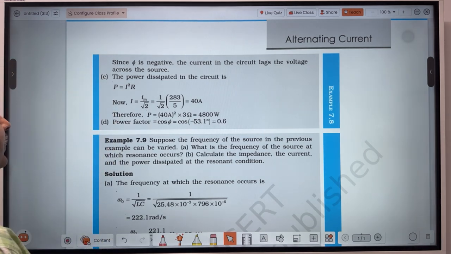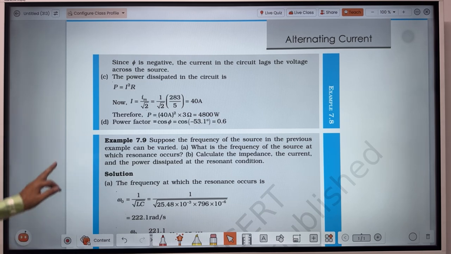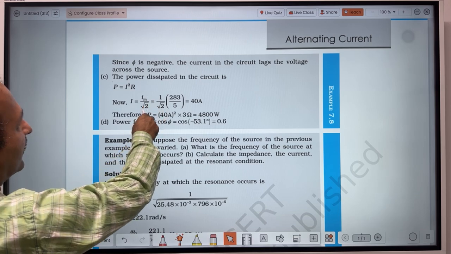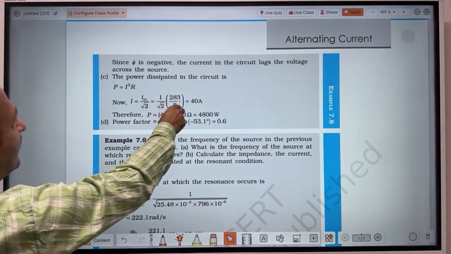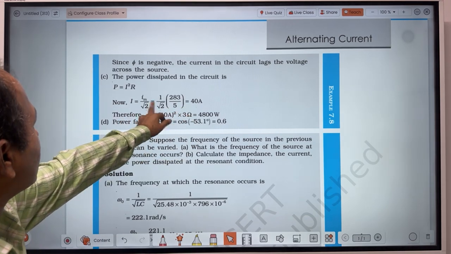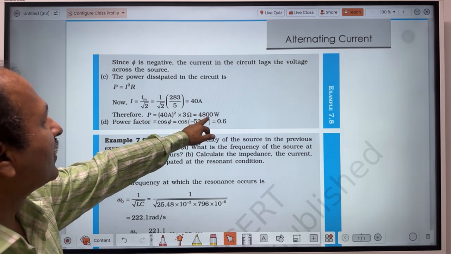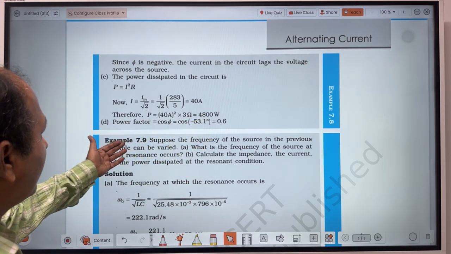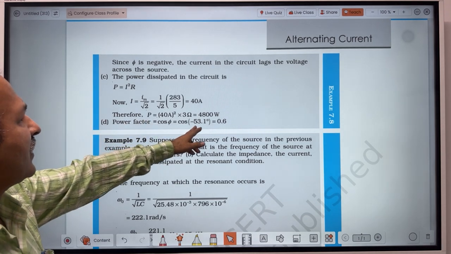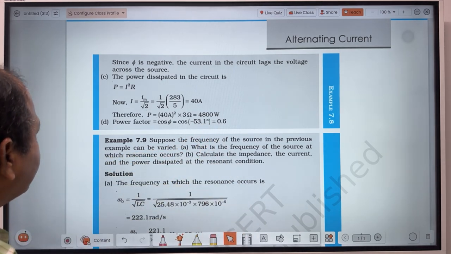Then we have to find out what is the power dissipated. So power dissipated will be I square R because there is no power loss with a capacitor or inductor. So I is Im divided by root 2. So 1 upon root 2 times Im, 283 divided by 5, that is 40 ampere. So we have got the value of I, and then we put here resistance, given as 3 ohm in the question. So power will be equal to 4800 watt. Then we want to find out the power factor. We have already evaluated the degree value. So cos phi, cos of minus 53.1 degree. By using a calculator, we will get this value 0.6.